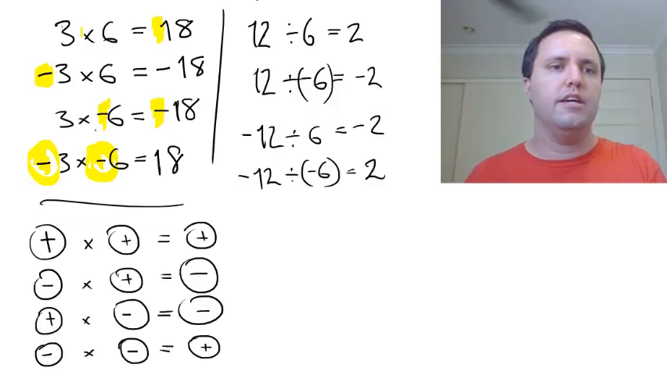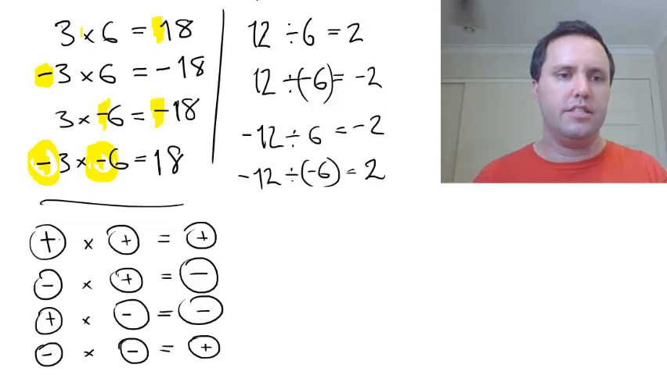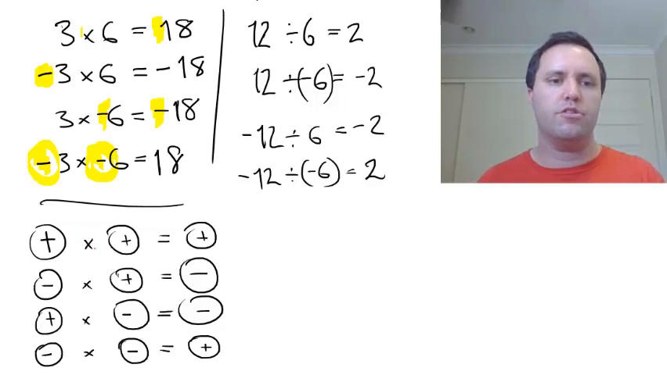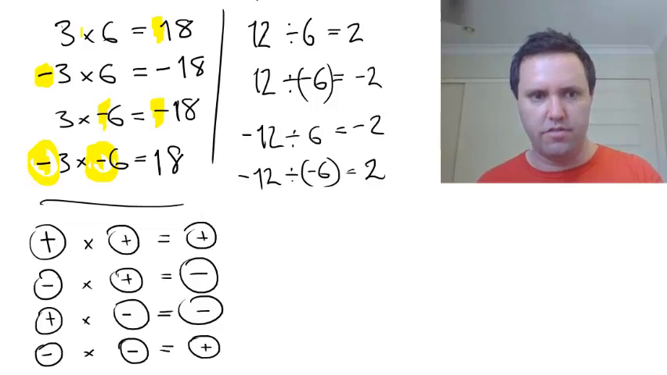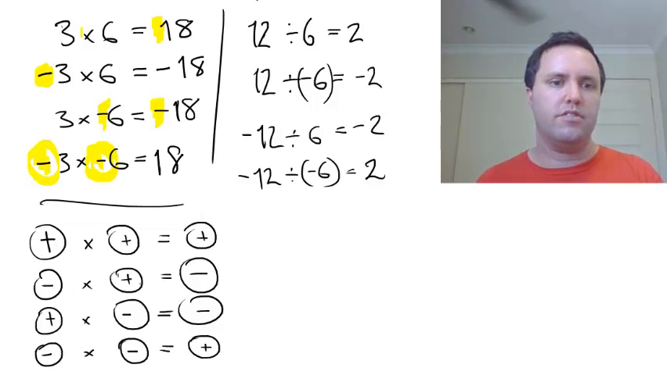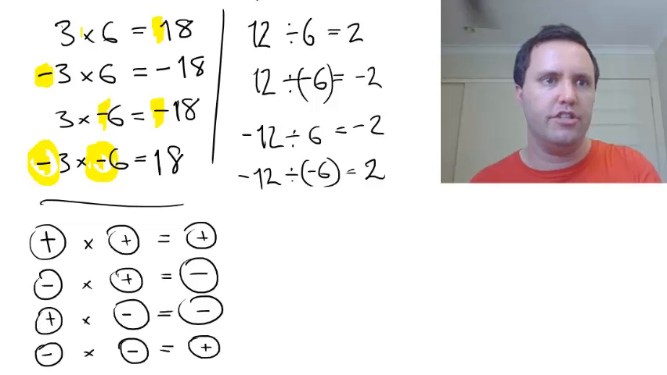Another way to think about it is if the signs of the two numbers are the same, when you're multiplying and dividing, that's going to be positive. See positive, positive, positive. See the negatives and positives, they create a negative, but if they're both negative, we get a positive out in the end. And this is the same for division.